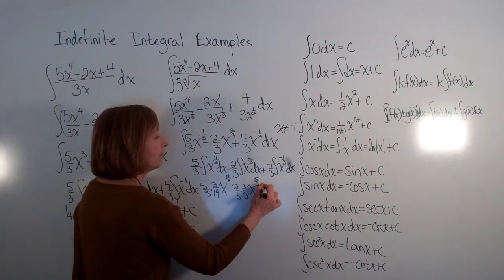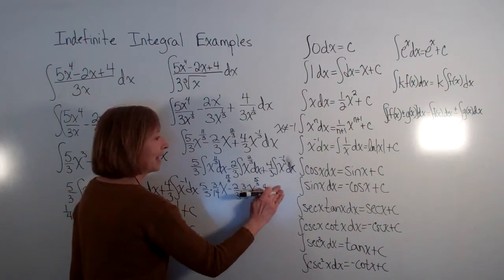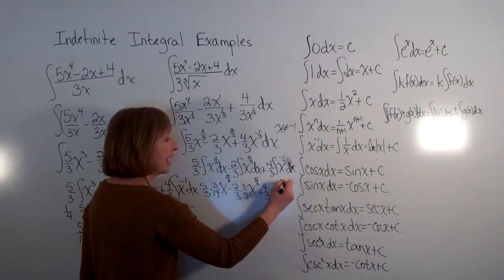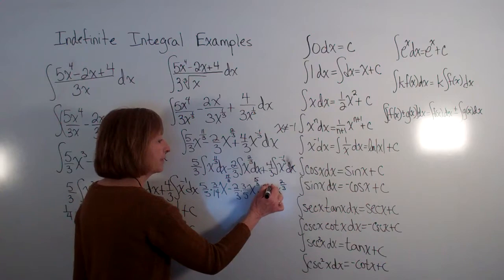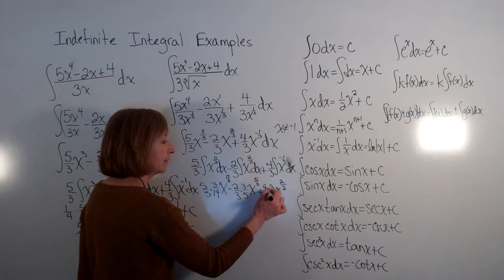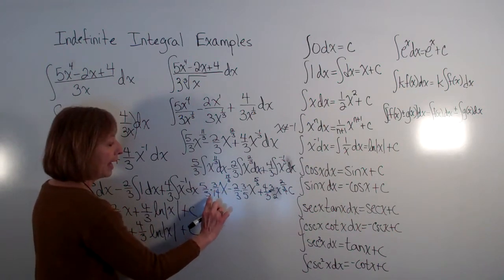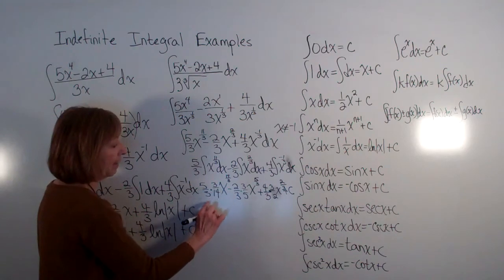Plus 4/3 times x to the, add 1 to -1/3, you have 2/3. And when you divide by 2/3, you're multiplying by 3/2. And then plus c. So here I multiply across the top, multiply across the bottom, and remove common factor pairs.